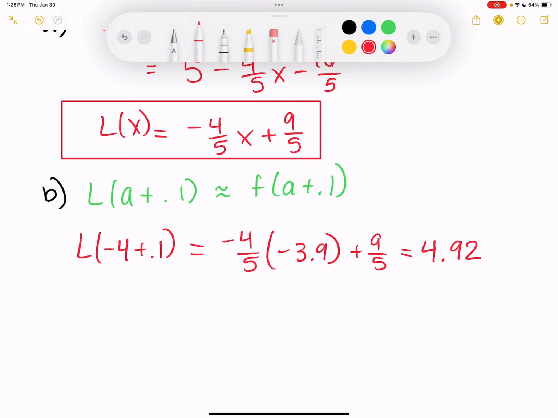Then I do f of this stuff. So f of negative 4 plus 0.1. So that's in the original, which is the square root of 3.9 squared. Or I guess it's negative 3.9, but it's going to be squared, so it doesn't matter. Plus 9.